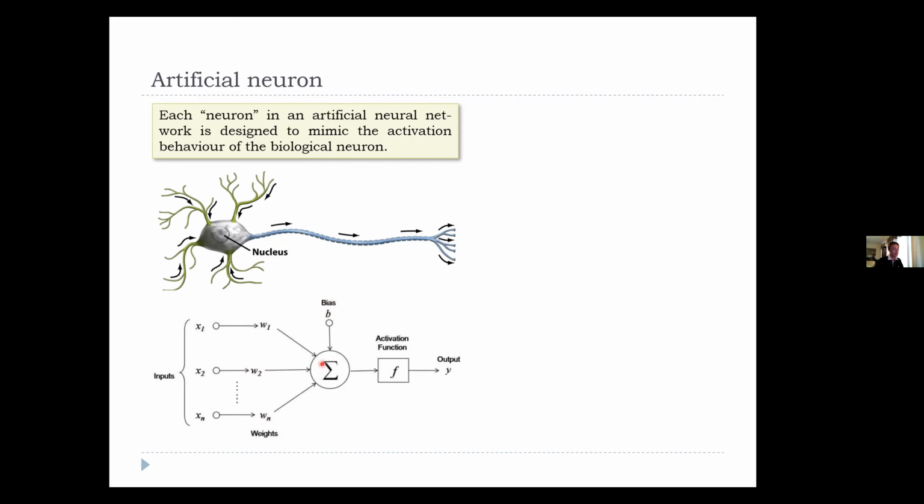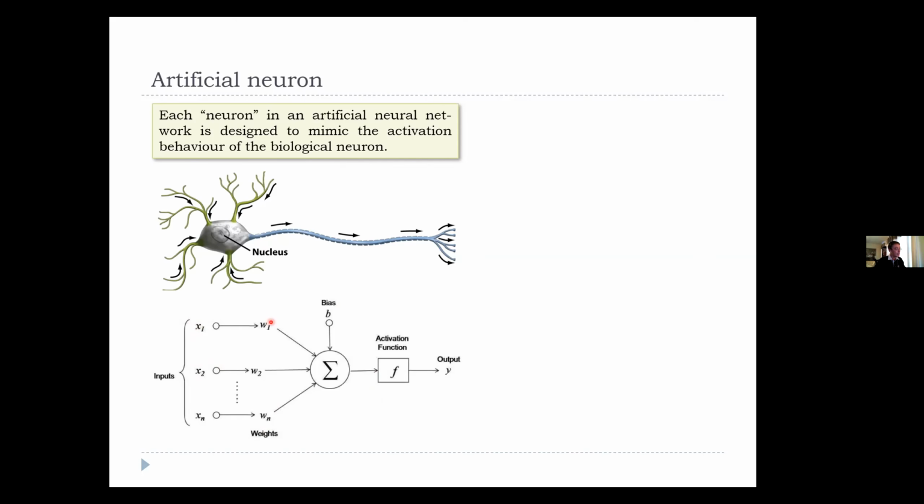All of that is summed up, and then there's an activation function. If it's below a certain threshold, nothing happens. If it's above a certain threshold, it fires and produces the output. And so there's a moderation function here, which is likely nonlinear, and that is the simplest possible mathematical model of a biological neuron. So let's now make an equation for this.